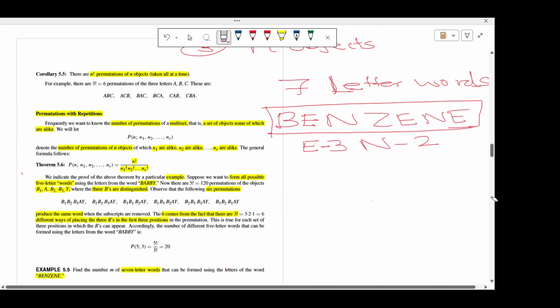For this question, what is the equation? We need to make 7 letter words, so we write 7 factorial. Why are we using 7 factorial? If you have 7 unique letters, we make 7 factorial words. Now, how many times does a letter occur the same? E occurs 3 times, so we divide by 3 factorial. Again we divide by 2 factorial for the N's. Now what is the final answer? Tell me the final answer.